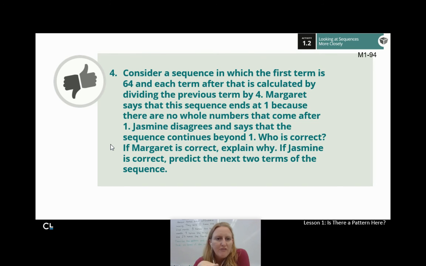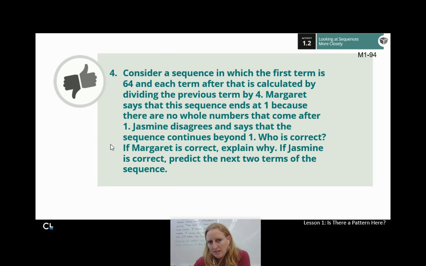So, page 94, I'd like you to consider a sequence in which the first term is 64, and each term after that is calculated by dividing the previous term by 4. Margaret says that this sequence ends at 1 because there are no whole numbers that come after 1. So divide by 4, and Margaret's like, you got to 1, you're done. There's no more whole numbers.